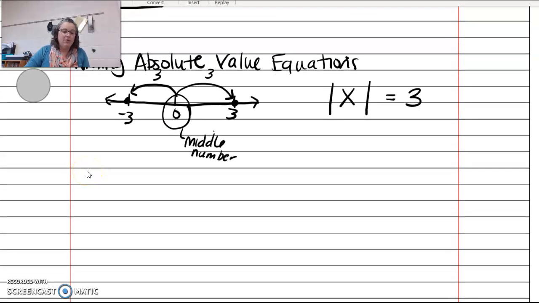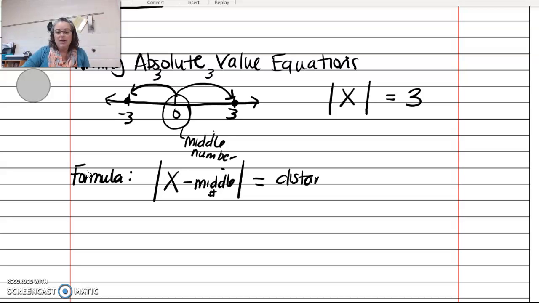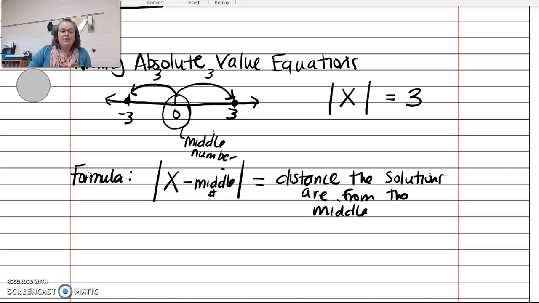Okay, so there is a formula that we can just plug in some numbers here. And that formula happens to be, we need the absolute value of x minus whatever the middle number is. And this is going to equal the distance the solutions are from the middle. And then we'll simplify if we can.